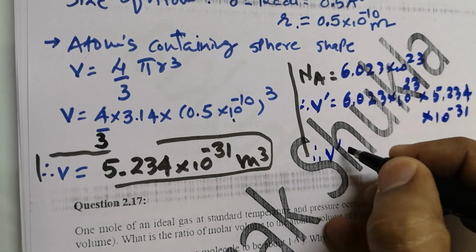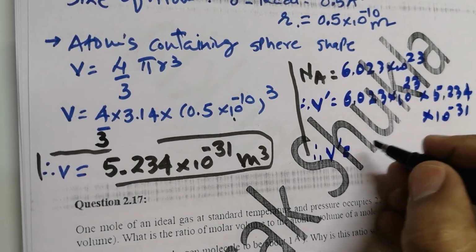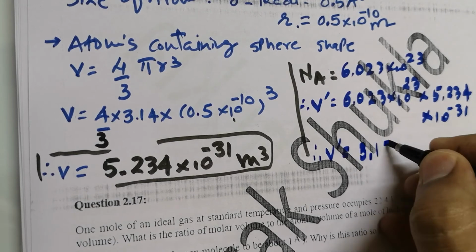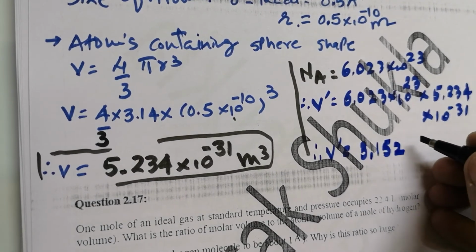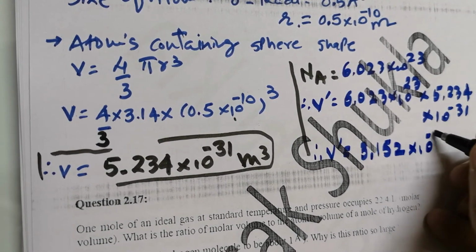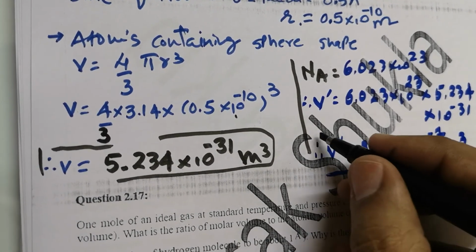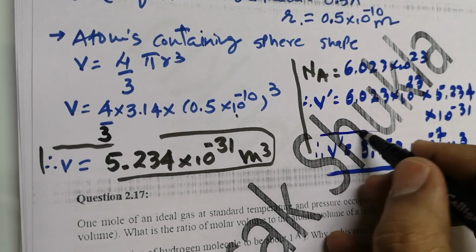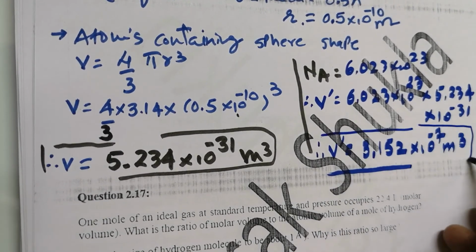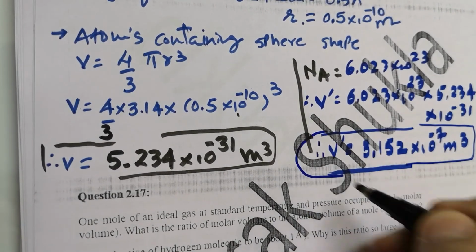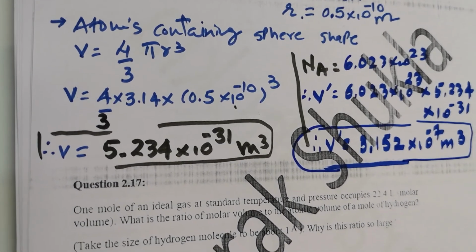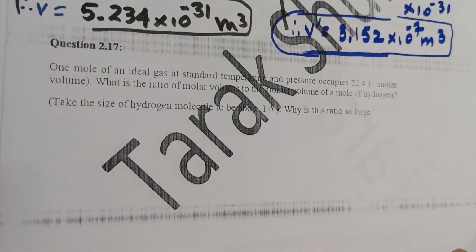So my actual atomic volume, I received over here directly, is 3.152 cross 10 to the power minus 7 meter cube. This is the volume that has been assigned to me. So I have already calculated all this data. Whenever you are calculating such things, have your calculator handy with you.